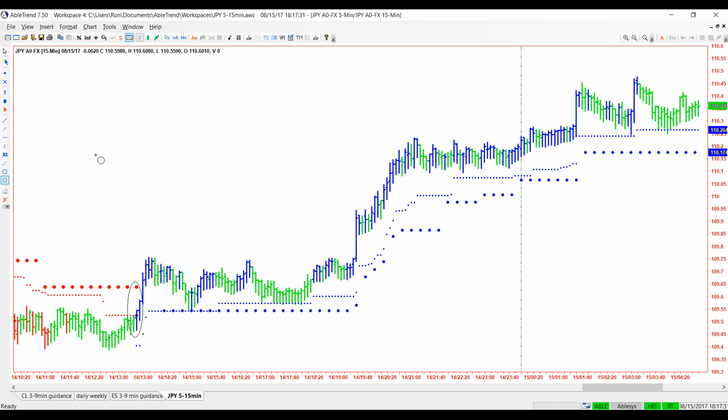And we like 5-minute and 15-minute for currencies. We like 3-minute, 9-minute for day trading futures and stocks, and then daily and weekly charts for anything, I mean, anything you like for a more longer-term trade.